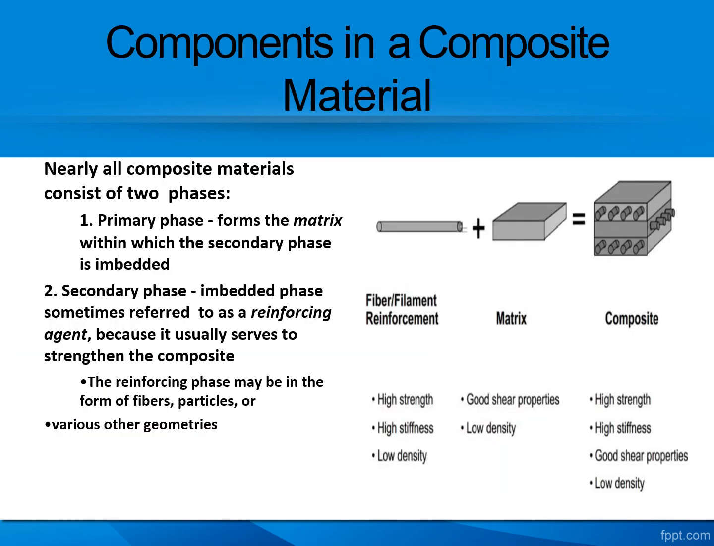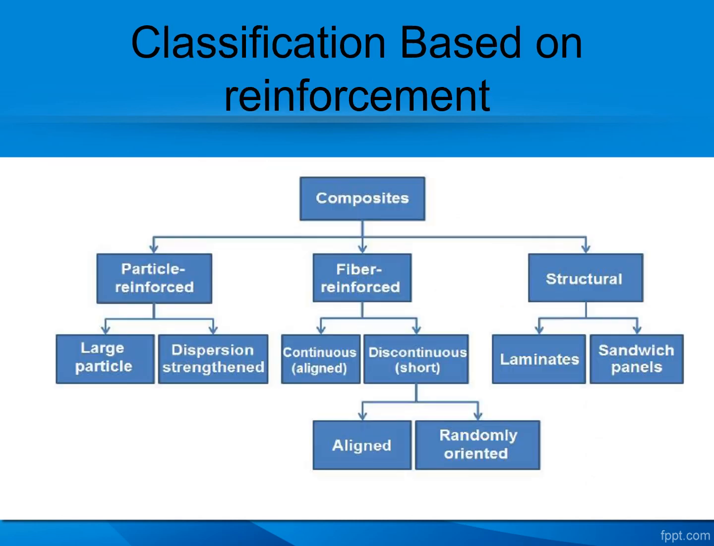The major components of the composite materials. There are two major phases in composite materials: one is the primary phase, another is the secondary phase. The primary phase is the matrix, and the secondary phase is the reinforcement.